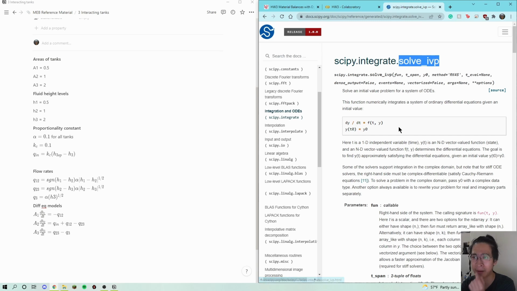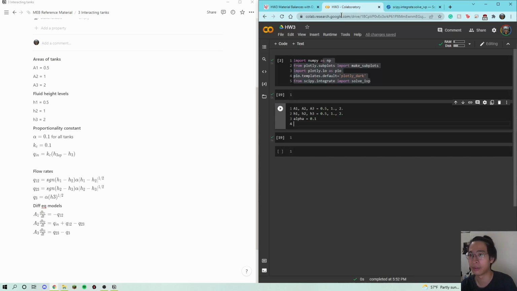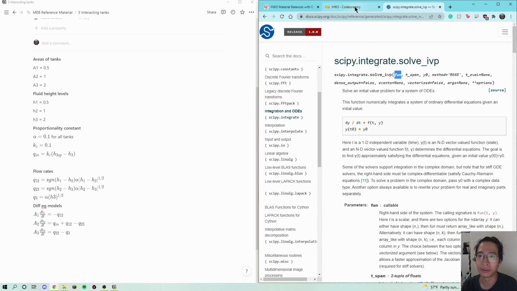SciPy integrate.solve_ivp function. So what it does is it solves an initial value problem, right? And what does it want? It wants firstly a function, and that function is our right-hand side of our differential equation. Okay, so let's go ahead and do that. So we'll define an RHS function. Okay, RHS function, right-hand side of our differential equation.